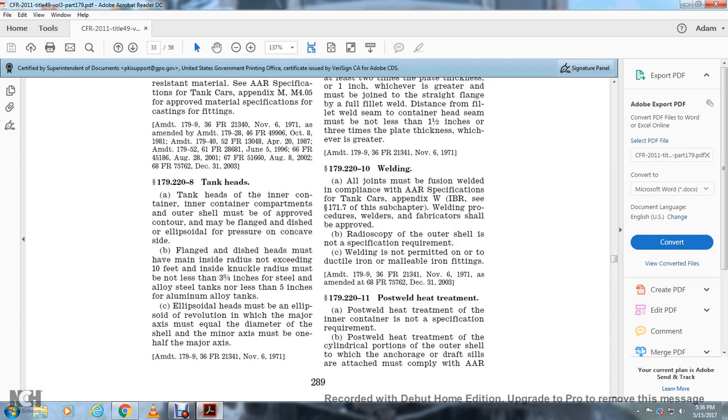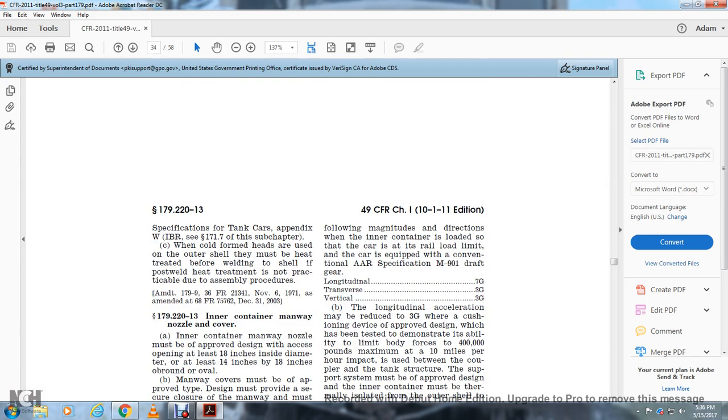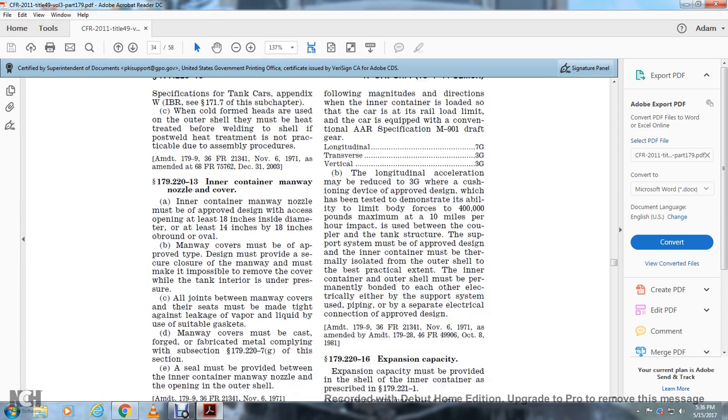179.220-11 Post-weld heat treatment. Post-weld heat treatment of the inner container is not a specification requirement. Post-weld heat treatment of the cylindrical portion of the outer shell to which the anchorage of the draft sills are attached must comply with the AAR Specification for Tank Cars, Appendix W. When cold formed heads are used for the outer shell, they must be heat treated before welding to the shell, as post-weld heat treatment is not practical on the assembled unit.